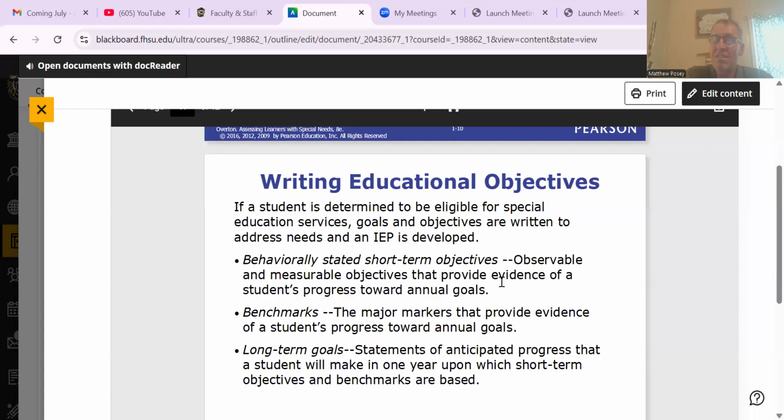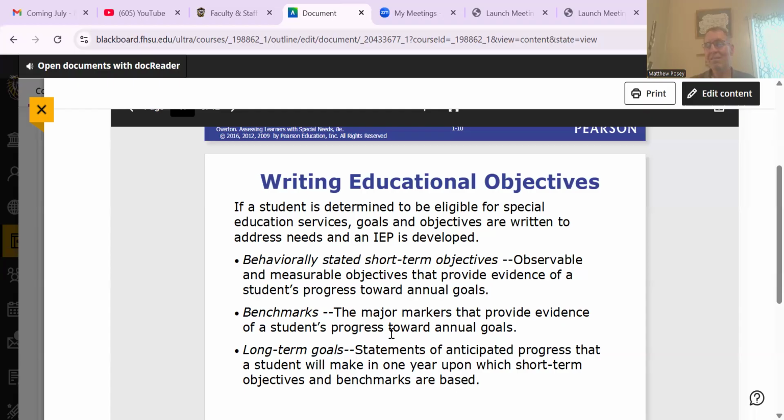When I referred to this in the mock IEP video format last week, for the purpose of the assignment, we're looking at short-term, which is equivalent to a 9-week period. Long-term is from that date moving forward to the anticipated following meeting or annual meeting for long-term goals. And then our benchmarks are major markers that provide evidence of student progress toward annual goals. You could do that through some CBM assessment and just tracking the data.